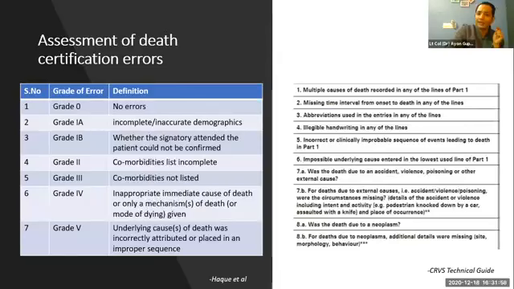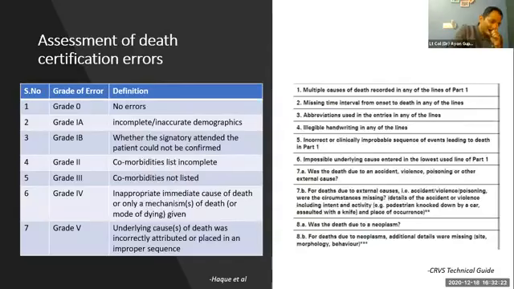Sorry. Was the death due to an accident, violence, poisoning, or other external cause? In case it was an external cause, what were the details of the accident? Have they been noted? Was the death due to a neoplasm or a malignancy? If so, are the additional details there or not? Site especially. So you have to look at all these things.